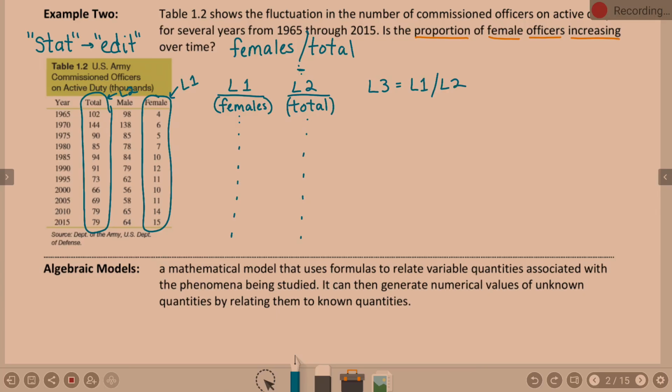Why won't you hit the second step there for L1 divided by L2? Yeah, that's what I did. Did you do it in the top column? Yes. And L3? Yes. Try that second step, L1 divided by L2.